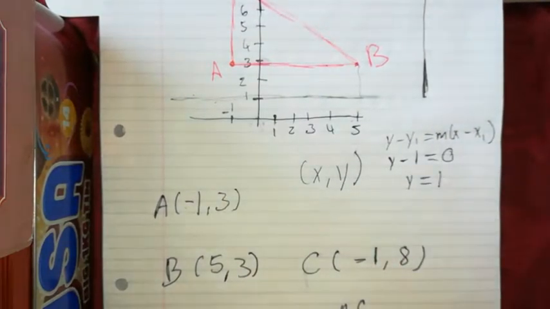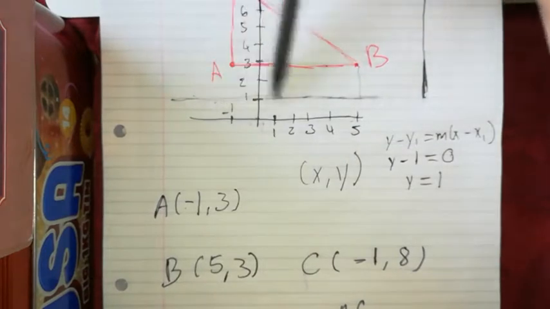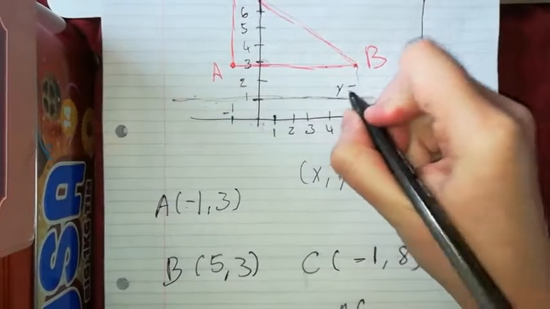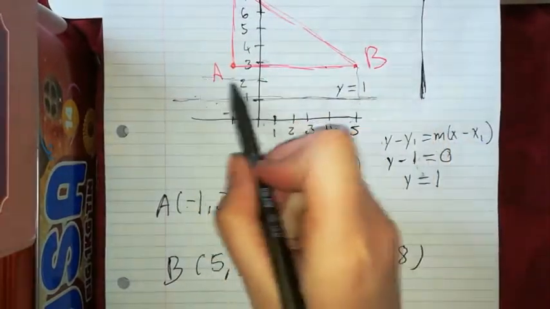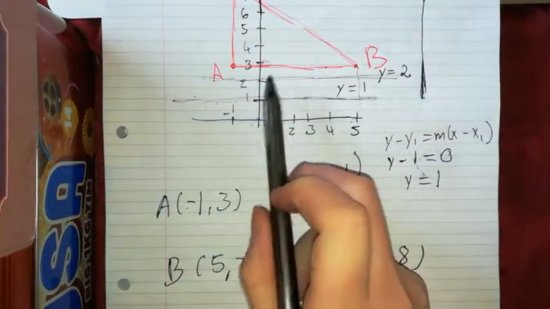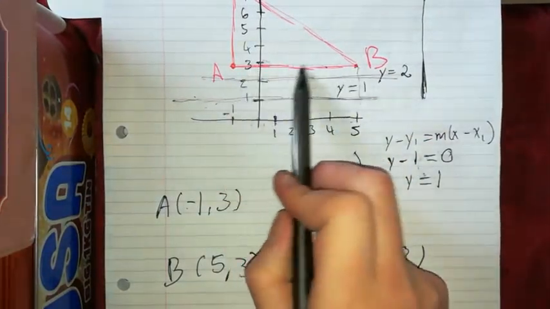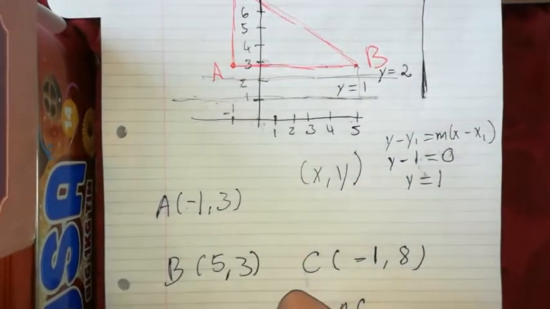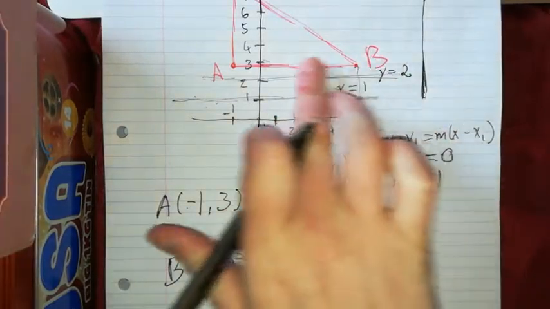So basically, if we have a horizontal line that goes through 1, the equation of that will be y is equal to 1. If we have a horizontal line that goes through 2, the equation of that will be y is equal to 2. But this AB, we have a horizontal line that goes through 3, so the equation is going to be y is equal to 3. But that's when it goes through the y-axis.